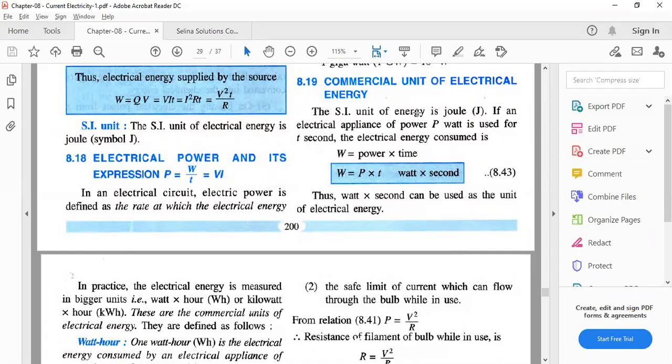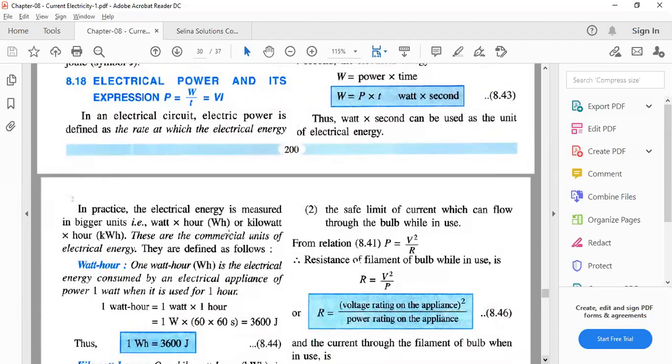Whenever we measure electrical energy consumption, we measure it in watt hour or kilowatt hour, kWh. So what is 1 watt hour? Very important, it comes in the exam. 1 watt hour is the electrical energy consumed by an appliance of power 1 watt when it is used for 1 hour. Now, what is the relationship between 1 watt hour and joules?